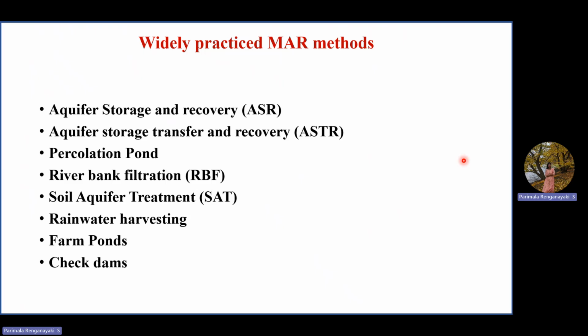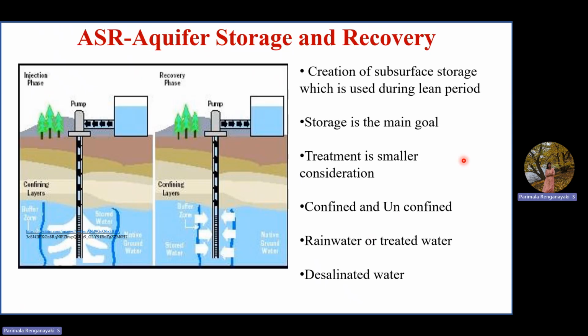So, aquifer storage and recovery, aquifer storage, transfer and recovery, percolation pond, riverbank filtration, soil aquifer treatment, rainwater harvesting, farm ponds, check dams. These are the recently used methods all over the globe. They are using this. Now let us see aquifer storage and recovery.